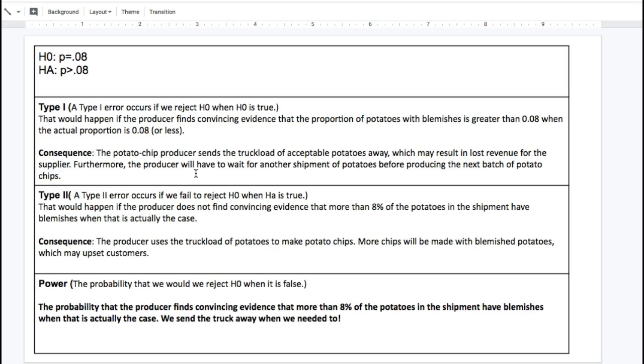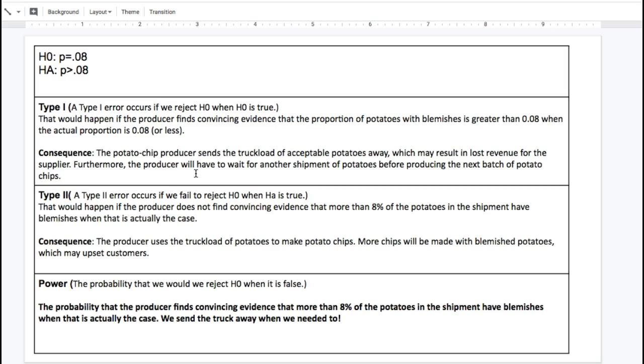Type 2 would be the producer does not find convincing evidence that more than 8% of the potatoes in the shipment have blemishes when actually they do. So the consequence of this is that the producer uses a truckload of potatoes to make potato chips, and those were bad potatoes to use. So the chips that they produce, the customers might notice that they're made from blemished potatoes. They might have a lower quality. So they're going to face the consequences of upset customers.